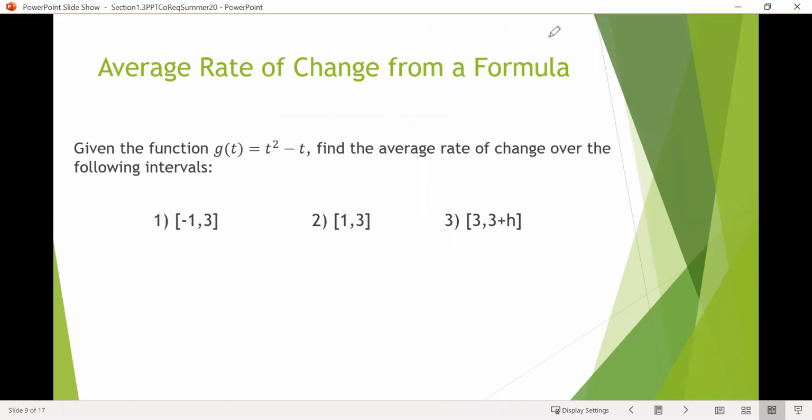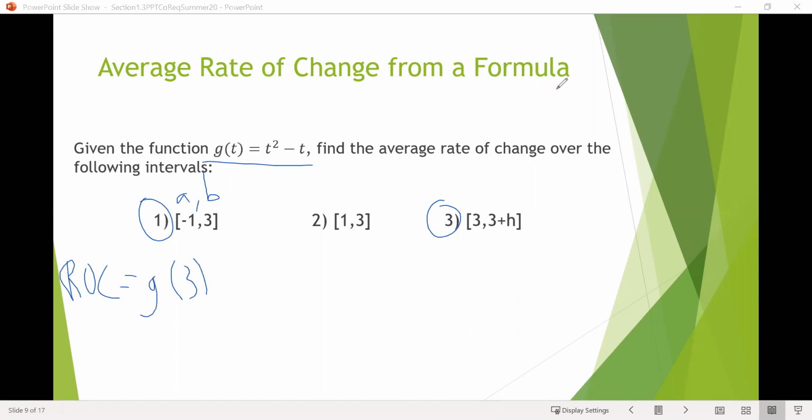Let's now look at doing it from a formula. And just like on the last one, we're just going to do the first two here. So this one here and this one here. So again, we're given an interval. This -1, 3 in brackets is not a point. That's an interval. So this will be our value for A. This would be our value for B. So rate of change here, and our function we're told is g of t. So we'll have g of 3 minus g of -1, all divided by 3 minus -1 using our average rate of change formula.